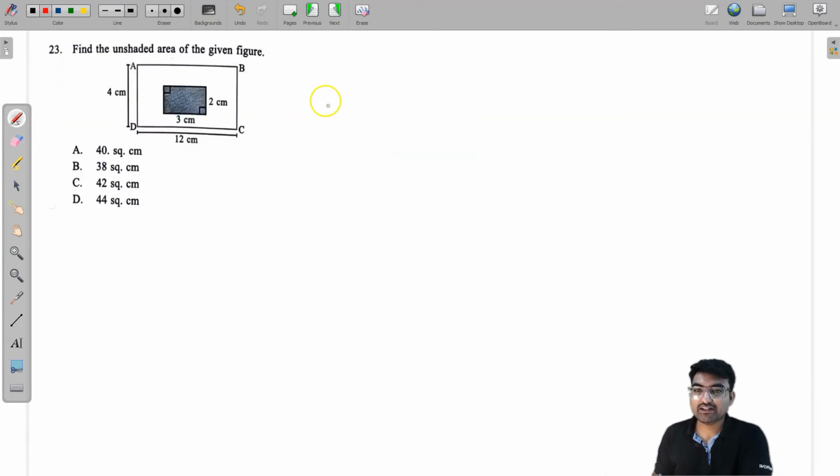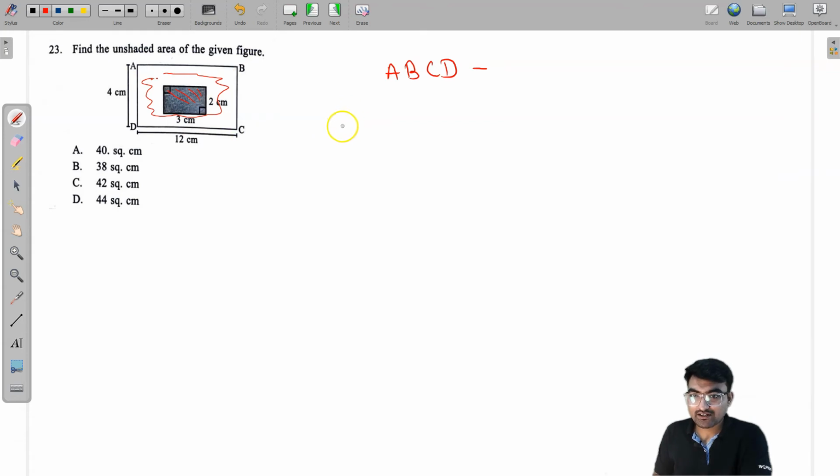Find the unshaded area of the given figure. To find the unshaded area of this, right, what is the unshaded area? This much part. So what we have to do is first find the area of ABCD, and after that subtract the area of this shaded part to get the area of the unshaded part, correct? So first find the area of ABCD.